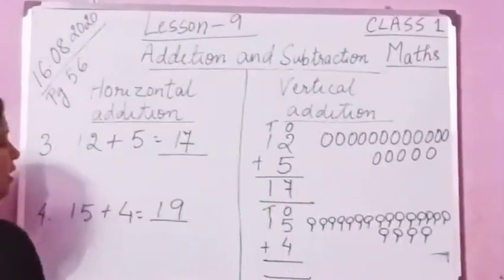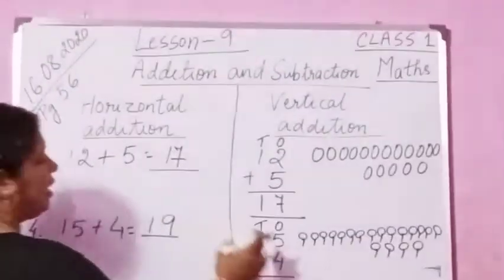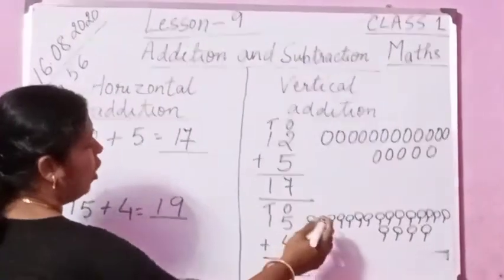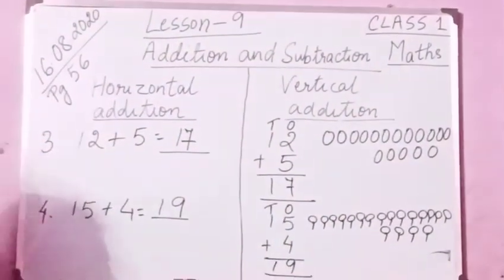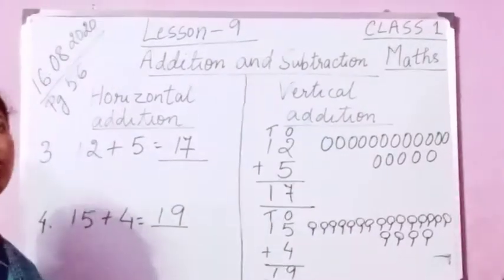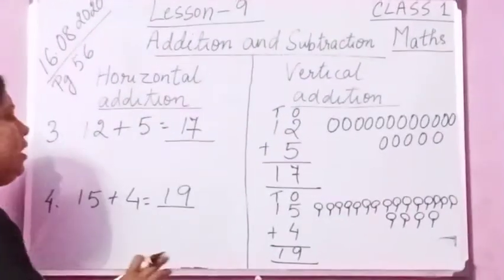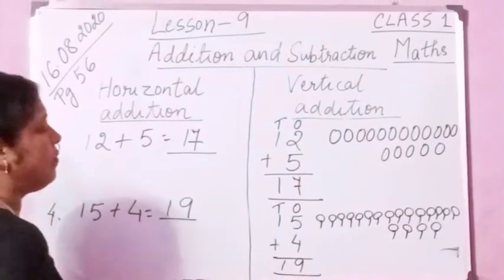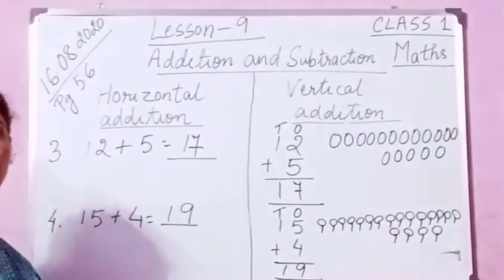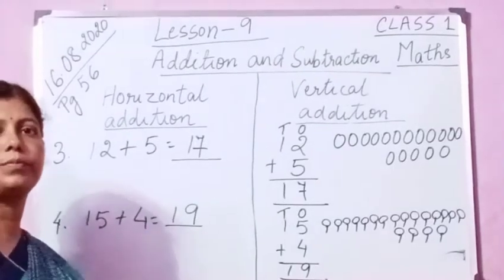In horizontal addition it is coming 19. Here also you see, you can count, or directly you can write down 19. Okay, because here we are adding and we are writing. We are not counting on our fingers. So you see 15 plus 4, 19 in horizontal addition. In vertical addition also it is 15 plus 4 is 19.